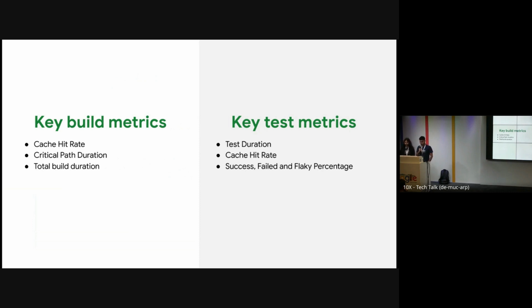We'll also talk about critical path ratio, which is nothing but critical path duration divided by the total duration, which is indicative of the degree of parallelism in your build. We'll also look at total build duration, test duration, cache hits for tests, success, failure, and flaky percentage for tests. So here's Sahitya with the demo.